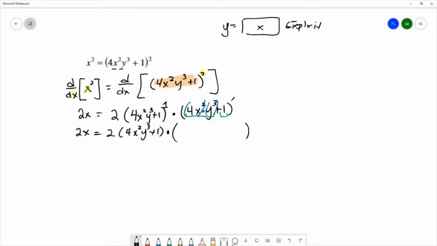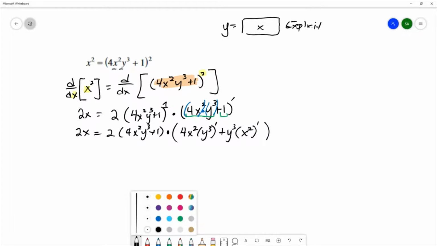So I'm going to use the product rule. So that's the first times the derivative of the second, plus the second times the derivative of the first, and then that last term, the plus 1, the derivative of a constant is 0. Okay, so I'm going to copy some stuff down and continue calculating the derivative.